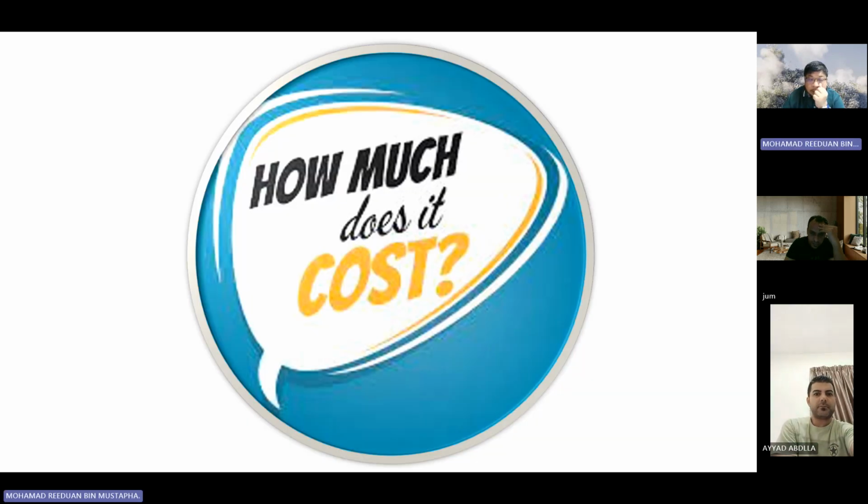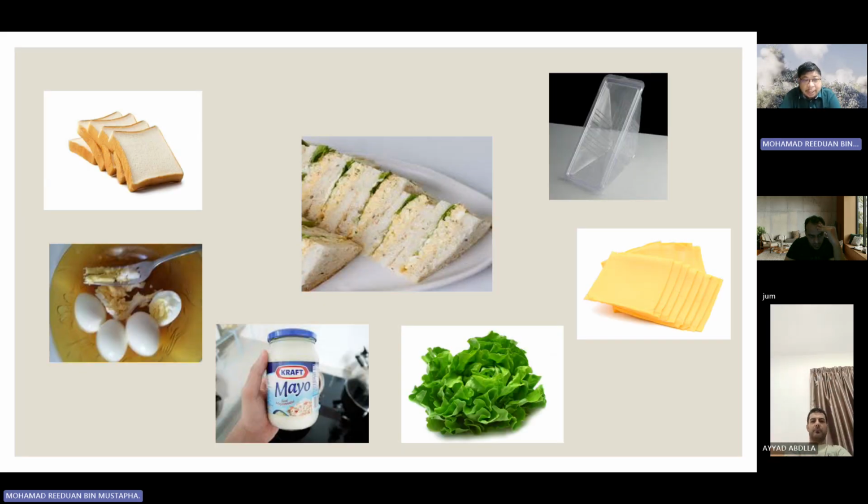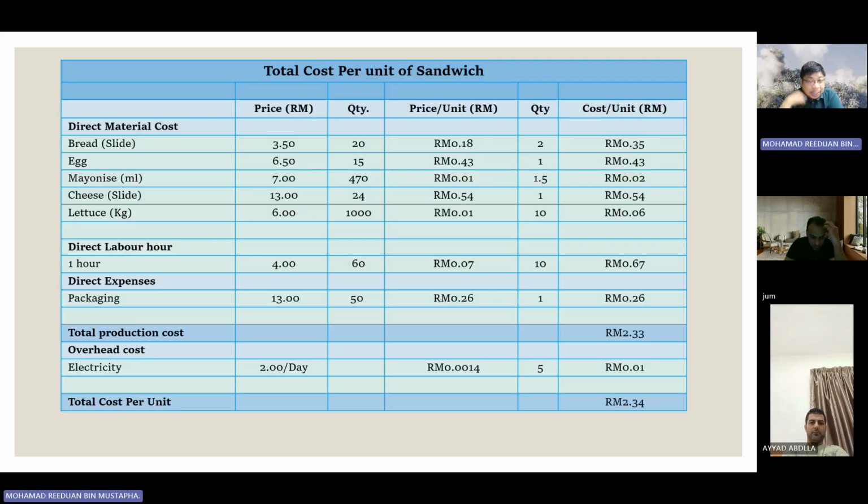Okay, so how much is the cost for this item? It depends on the total cost of this. So these are the few ingredients in order to make a sandwich. If you look at this example, the direct materials for the bread is maybe 315, and then the total cost of the egg, mayonnaise, cheese, and lettuce. So all these costs need to be calculated in cost per unit.